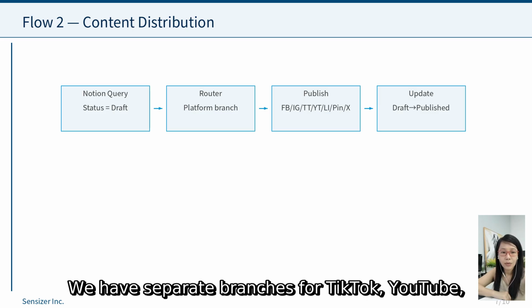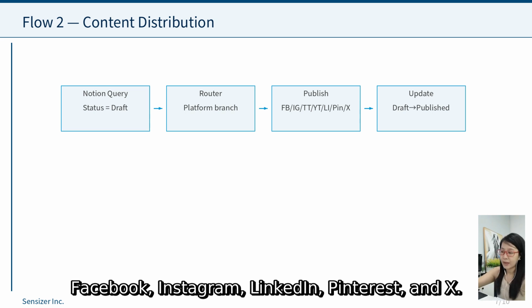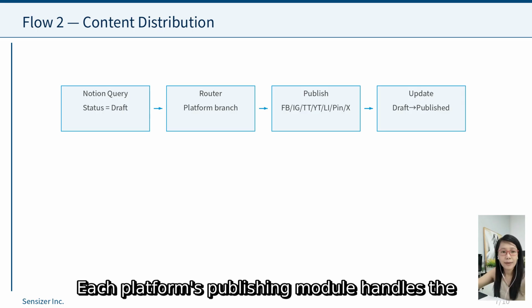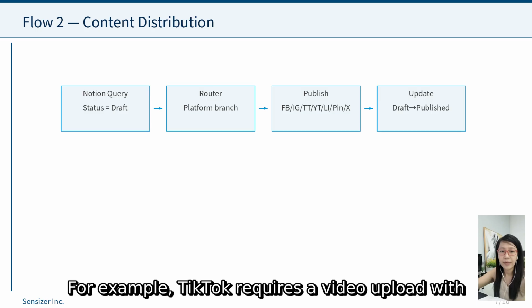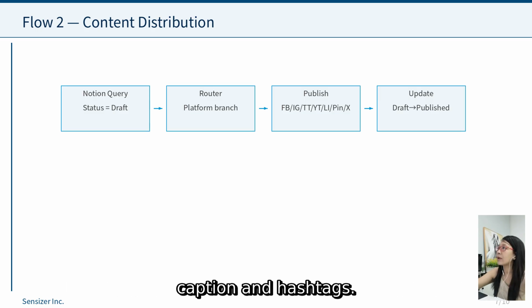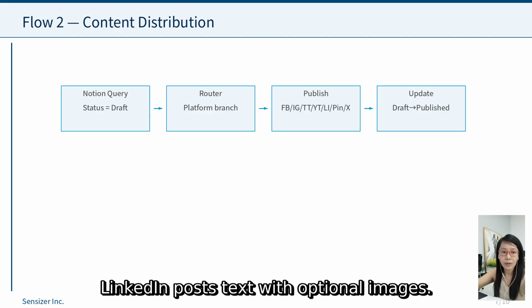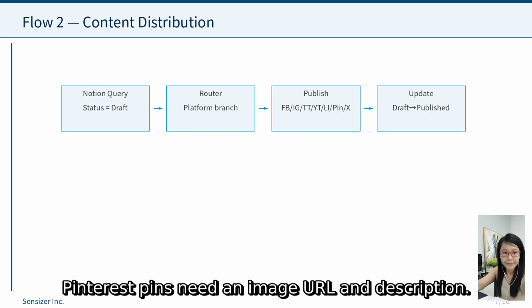We have separate branches for TikTok, YouTube, Facebook, Instagram, LinkedIn, Pinterest, and X. Each platform's publishing module handles the specifics of that platform's API. For example, TikTok requires a video upload with caption and hashtags. LinkedIn posts text with optional images. Pinterest pins need an image URL and description.